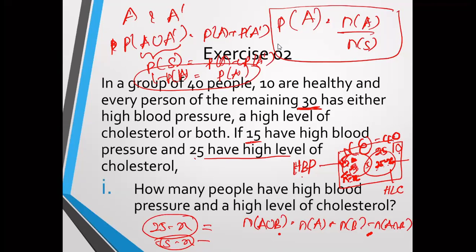The same rule. It's really easy to find. Therefore, we write 15 minus X plus X, plus 25 minus X, which means the number of people who have any of the diseases. That should be 30. It is given in the problem. 15 minus X plus 25 minus X.